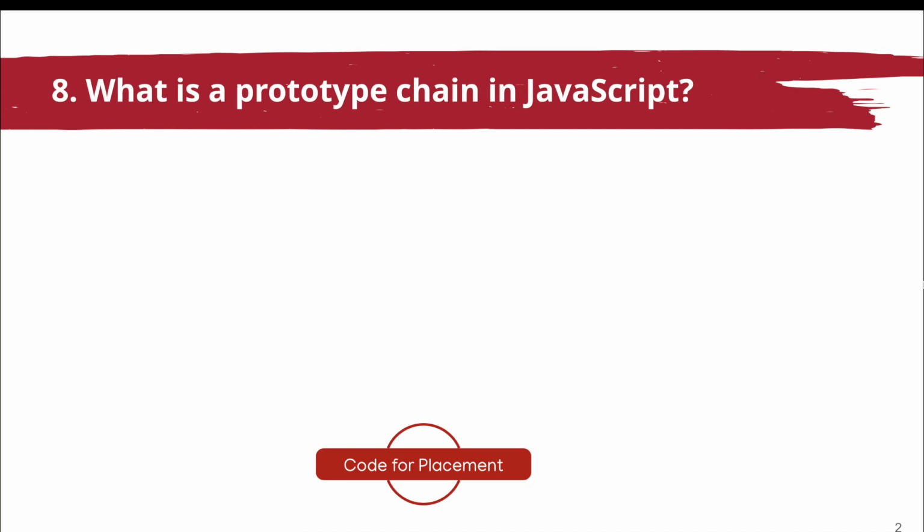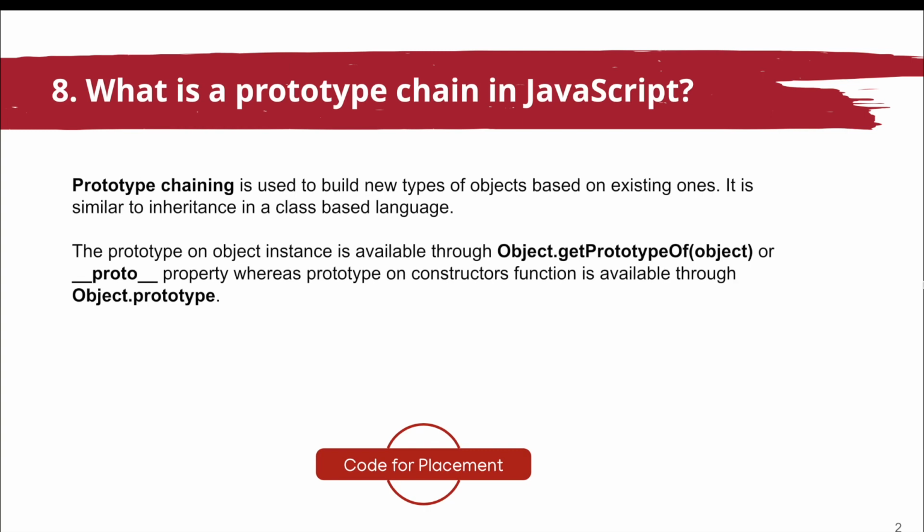What is prototype chaining in JavaScript? This is the 8th question we have. Prototype chaining is used to build a new object type based on an existing one. It is similar to inheritance. So we are reusing the code which has already been written. The prototype of an object is available through Object.getPrototypeOf(object) or the __proto__ property. So we can have Object.prototype.